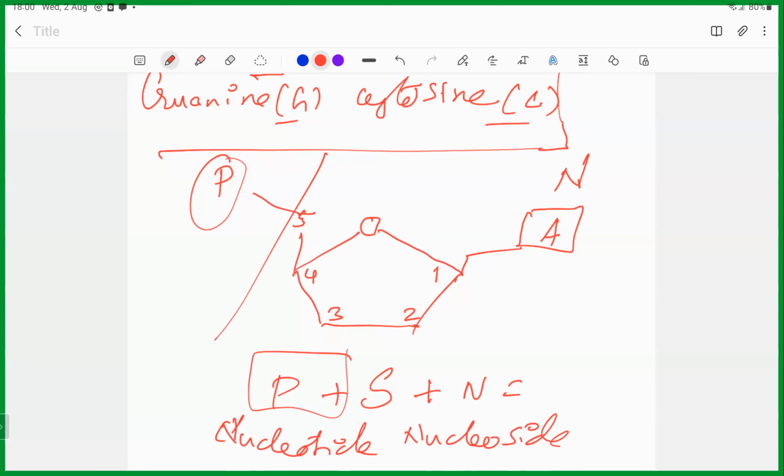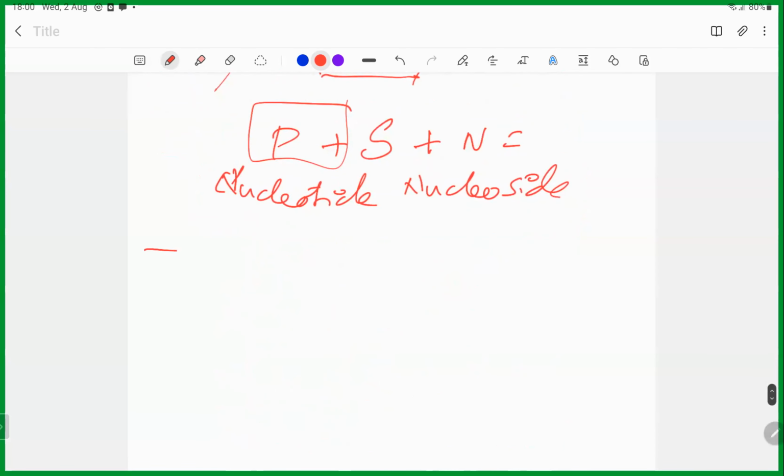So why should you know about all these things? What is DNA? It's a polymer made up of nucleotides. What are nucleotides? Made up of three simple units: nitrogenous base, sugar, and phosphate. It is a very big chemical topic, but at least these things you should know: the basic structure of the DNA molecule, the length, the width, all these things.